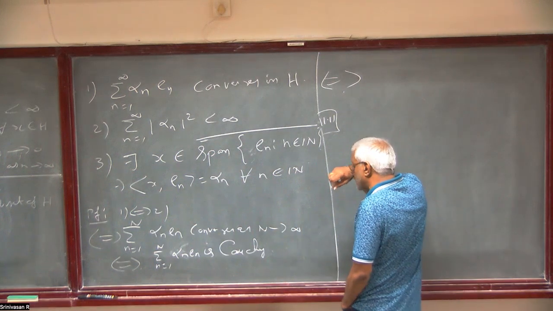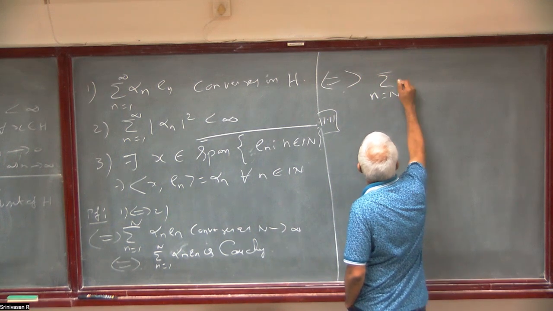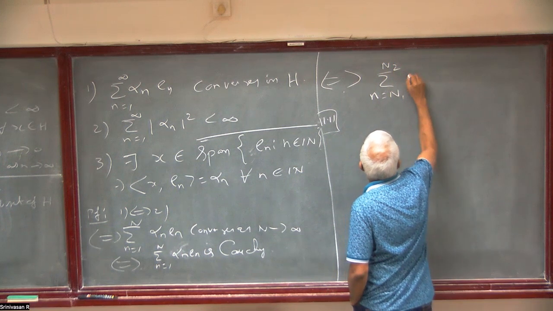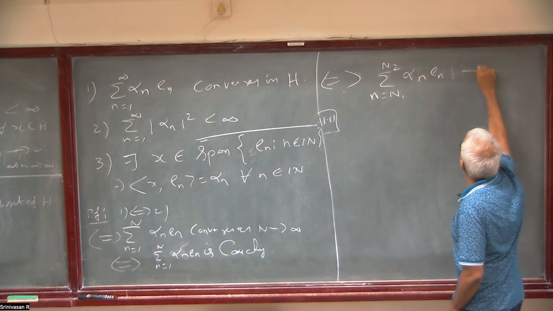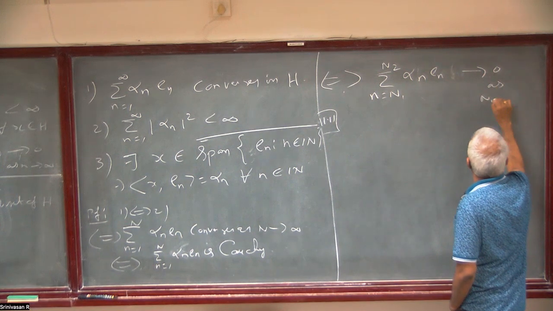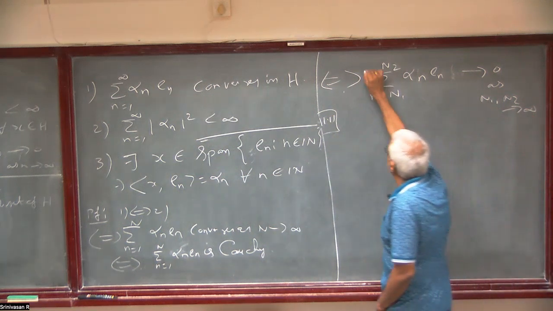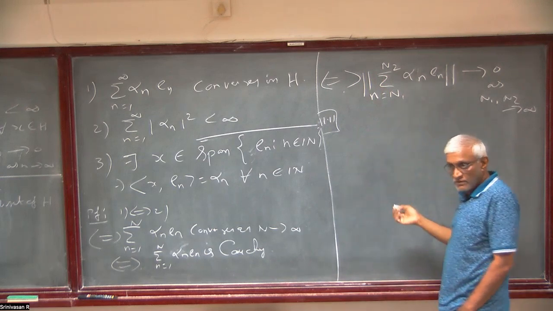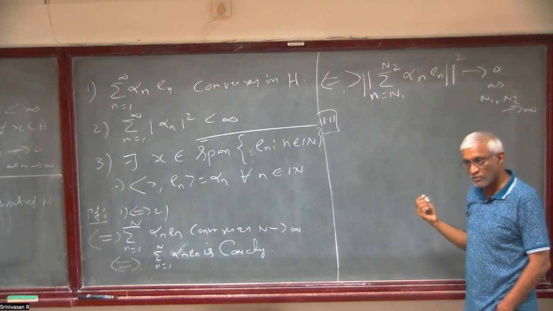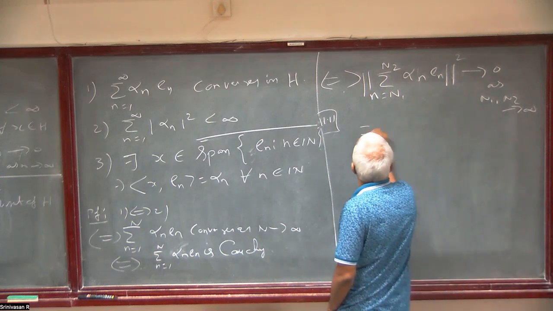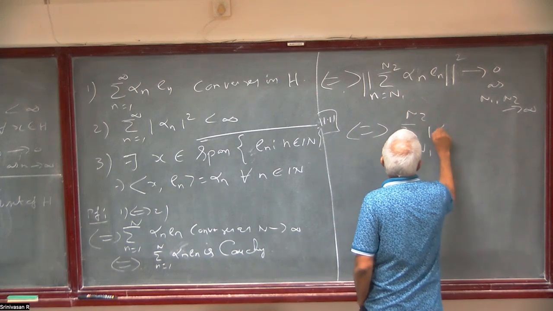Okay. This is equivalent to saying the summation n equal to n1 to n2 of alpha_n e_n goes to 0 as n1, n2 both go to infinity, which is of course equivalent to saying the norm goes to 0, right? That's what it means when something goes to 0, which is equivalent to saying the norm square goes to 0. But this norm square is nothing but the summation n equal to n1 to n2 of mod alpha_n square, right?